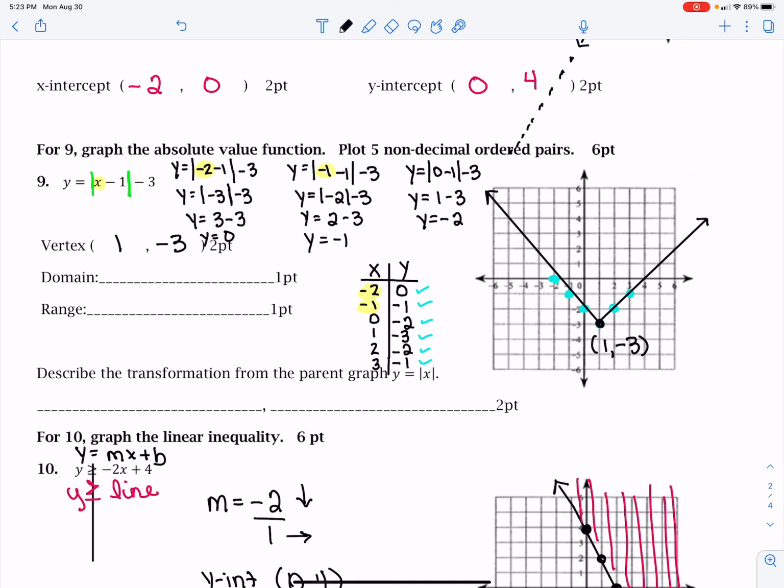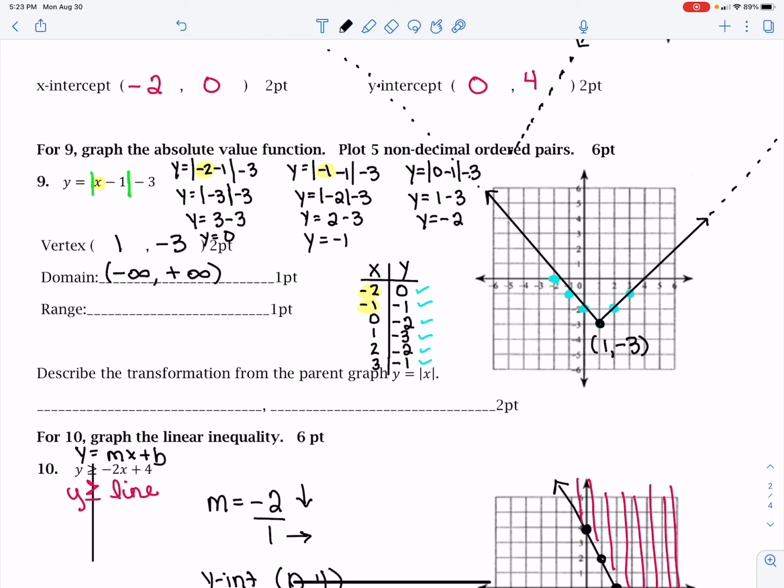The domain are the x values. So how far to the left is this graph going to keep going? Well, to the left, it's going to keep going forever and ever and ever. So that left side is going to be negative infinity. How far to the right is it going to keep going? Well, it's going to keep going to the right forever and ever. So that's positive infinity. Okay.